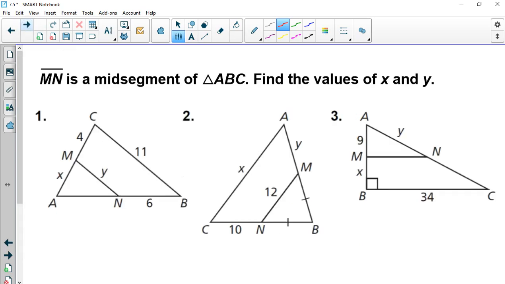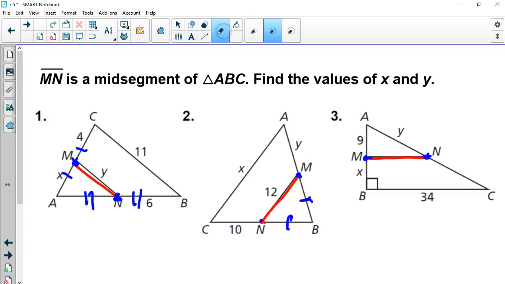Okay, mid-segment. MN is the mid-segment. Those are my mid-segments, which means these points right here are midpoints. Which means that this segment is equal to that segment, this segment is equal to that segment, and so forth. We already have them marked here, but that's for a different thing.